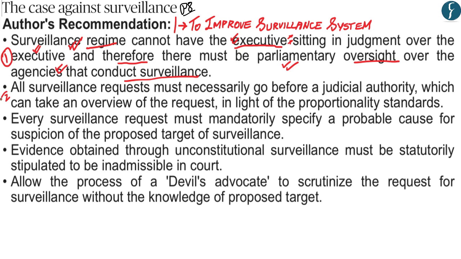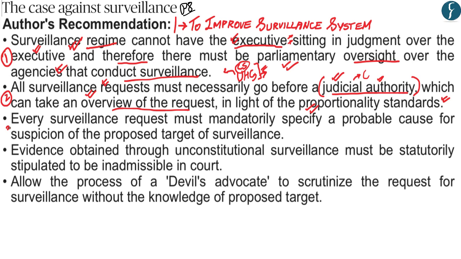The second recommendation given by the author is that all surveillance requests must necessarily go before a judicial authority, whereby this judicial authority can take an overview of the request in light of the proportionality standard given under the right to privacy judgment. However, you also need to understand that the current judicial system of India is already overloaded with several cases. And apart from that, how would the surveillance requests which have been given to the Union Home Secretary for approval be different from the request which would be provided to a judge as part of the judicial authority? And apart from that, the proportionality standards can also be applied by the Union Home Secretary or the Cabinet Secretary while they're undertaking decisions on surveillance.